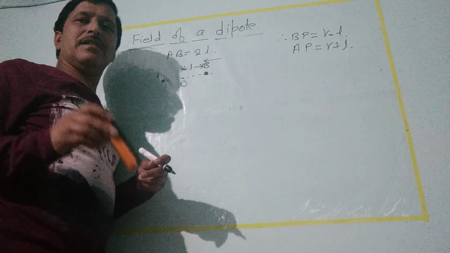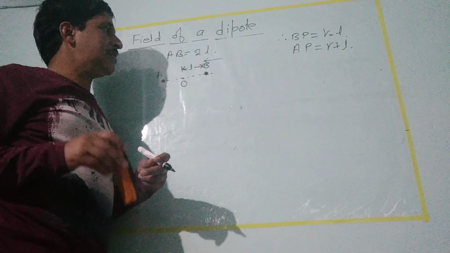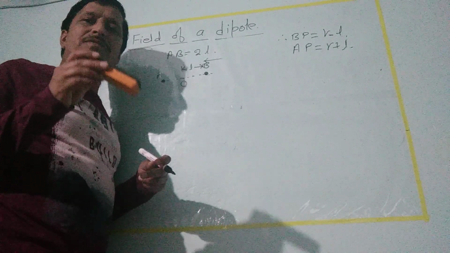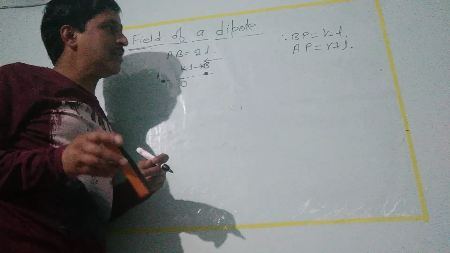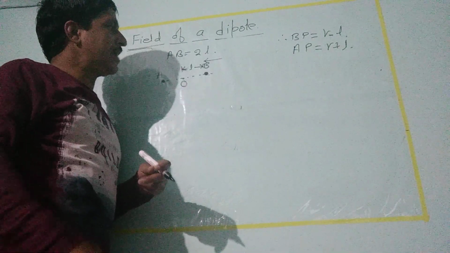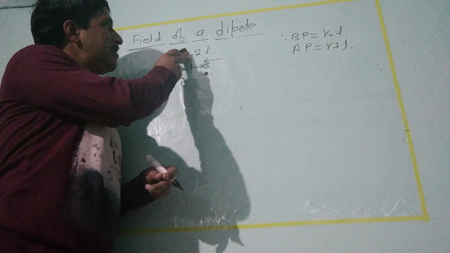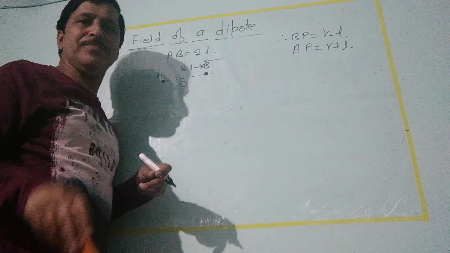Today, I will try to find out the electric field of a dipole at a point number 1 on its axis and number 2 on its equatorial plane, as I have mentioned earlier.